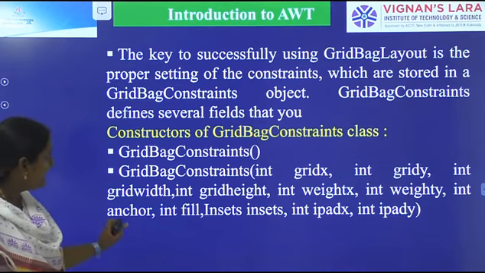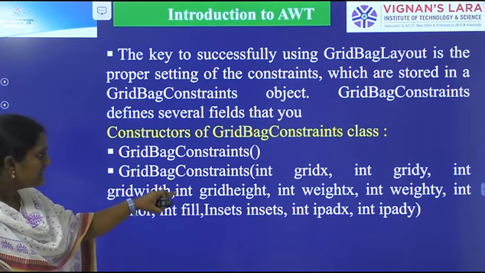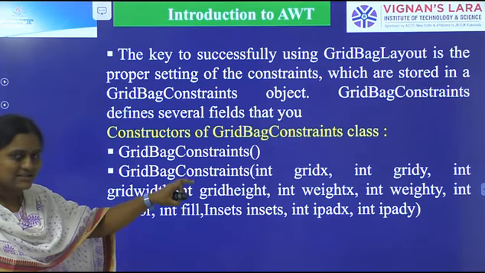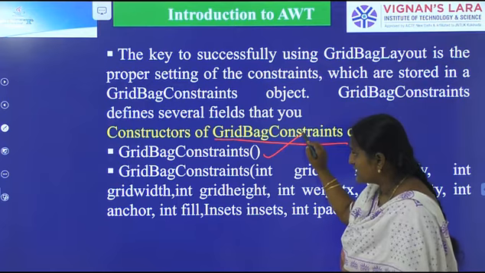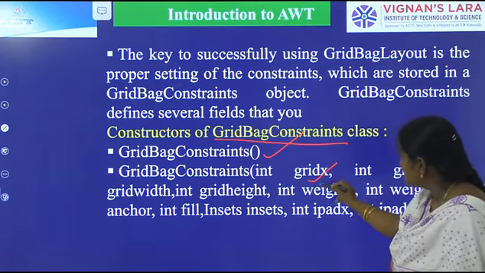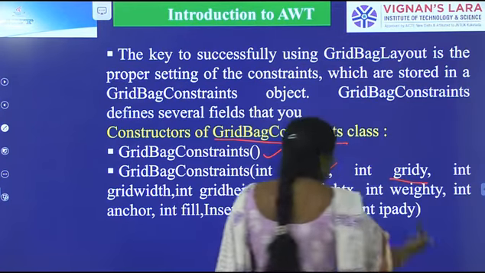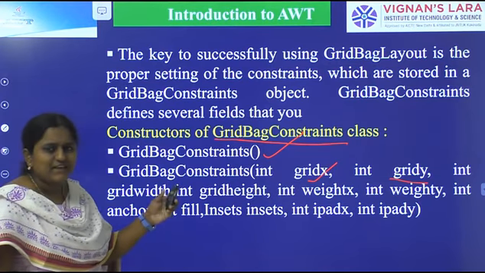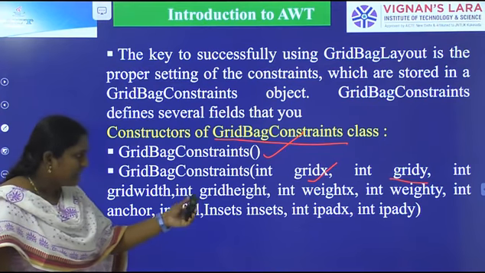So it defines several fields. First one is the default one. Next, the constructors of GridBagConstraints. First one is the default constructor. Next one is int gridx. gridx specifies the number of columns of the component. gridy specifies the number of rows of the component. Next one, gridwidth specifies how many columns there are. Next one, gridheight means the number of rows.